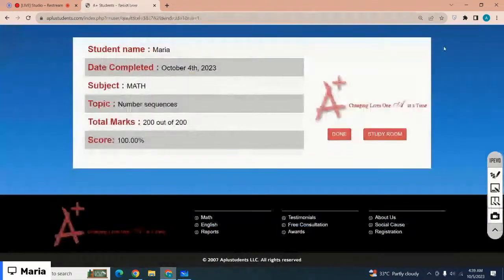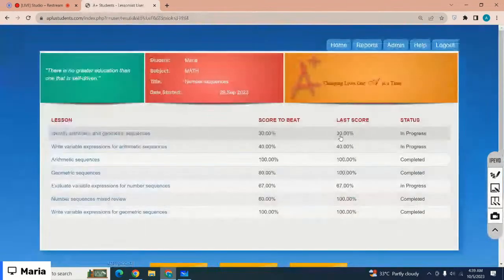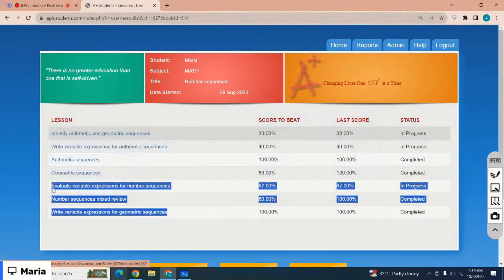We are done with the lesson and also with the chapter on number sequences, right? We were working on grade 9 math. The chapter is number sequences, and the lessons we covered today are evaluate variable expressions for number sequences, mixed sequences, number sequences mixed review, and write variable expressions for geometric sequences.